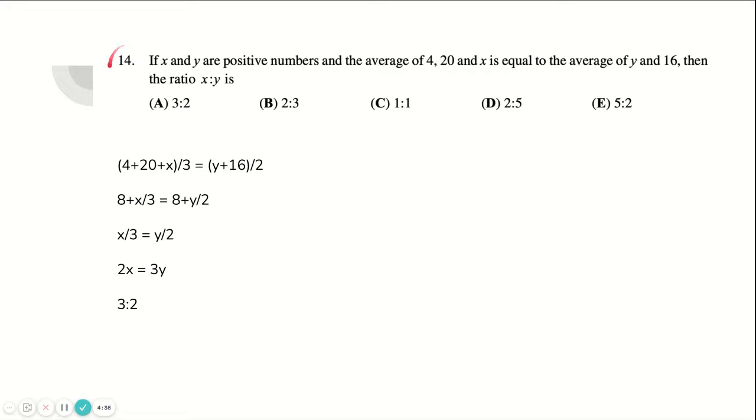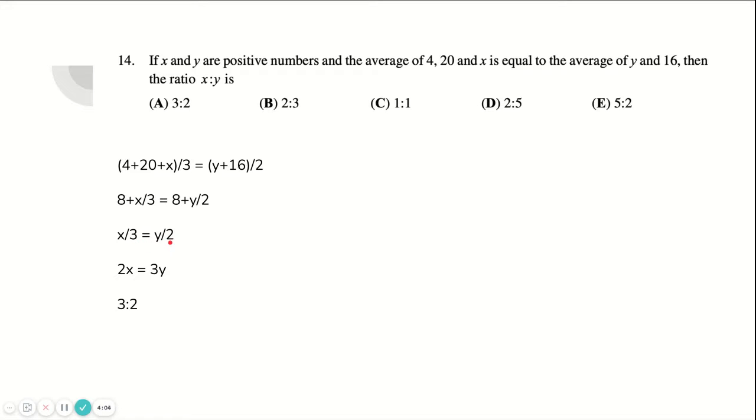So firstly, we just do exactly what the question asks. We have the average of 4, 20, and x, which is right here, and we make it equal to the average of y and 16, which is right here. And then we just simplify it by adding these together and dividing by 3, getting 16 and dividing by 2. And since we have it simplified, we can simplify it again to x divided by 3 equals y divided by 2.